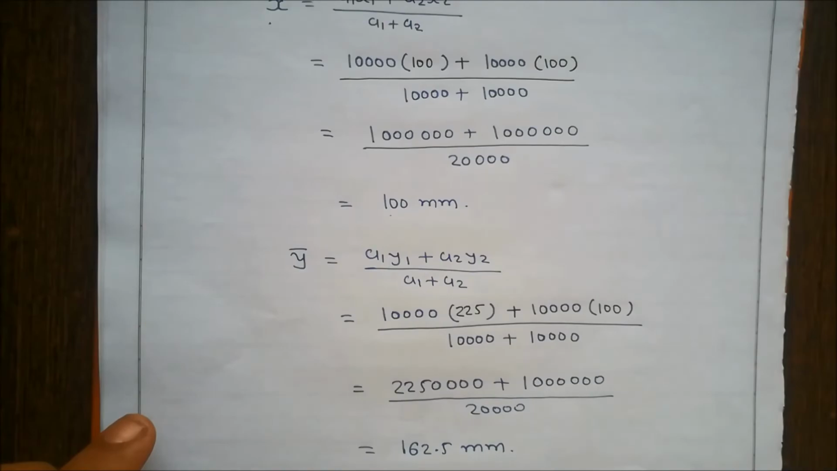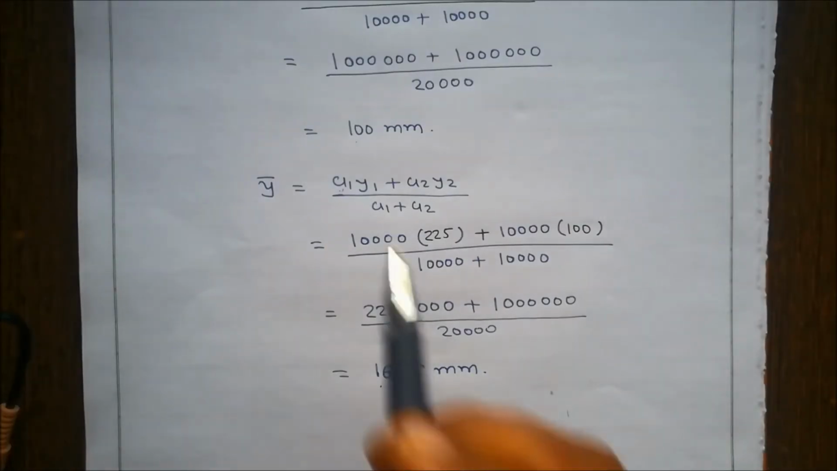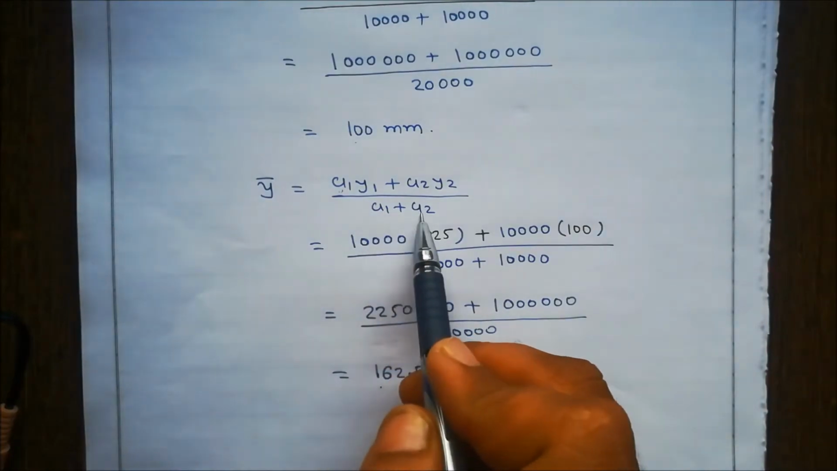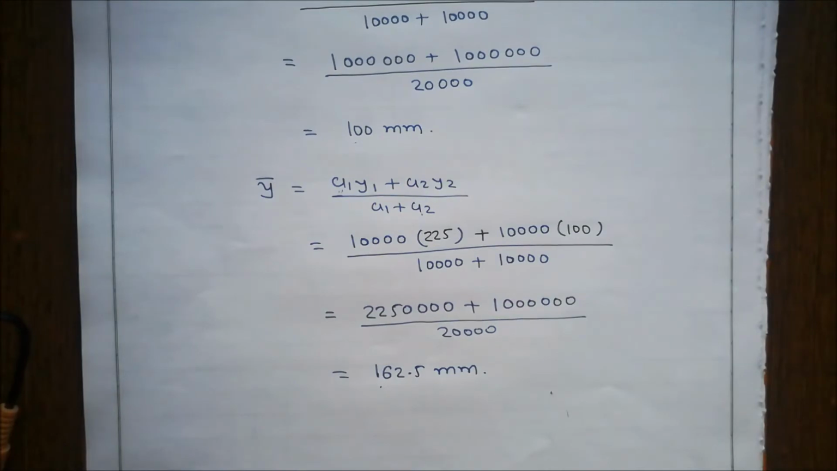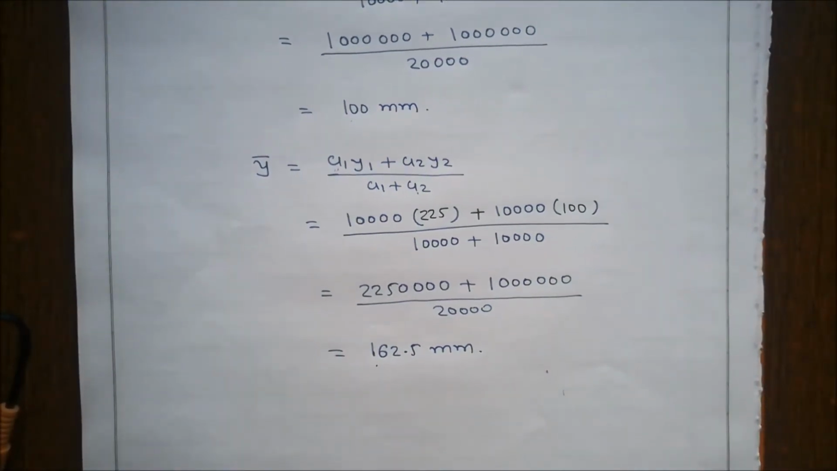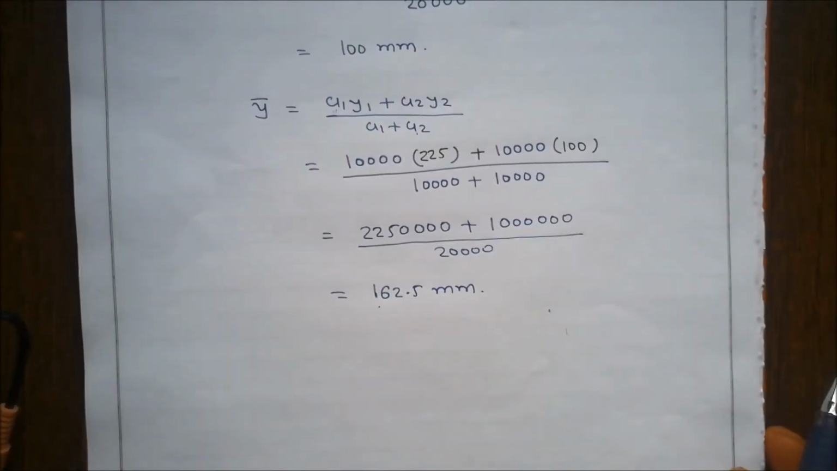So here, no need to find x bar again. y bar is equal to (A1 y1 + A2 y2) divided by (A1 + A2). Put the value of A1, A2, y1 and y2. We get y bar equal to 162.5 mm. So here we get x bar, that is 100 mm, and y bar, that is 162.5 mm. Now we find moment of inertia.